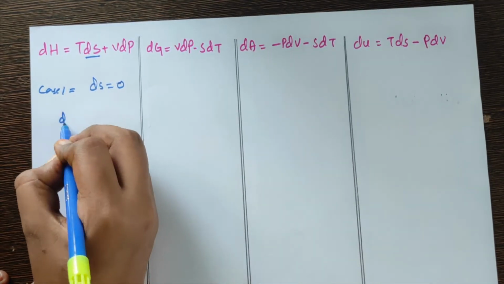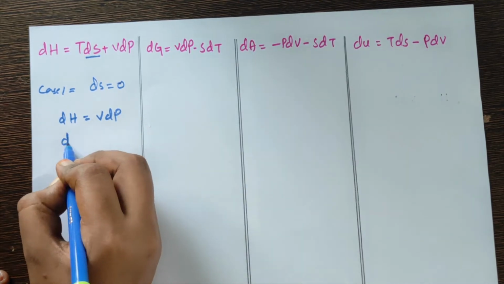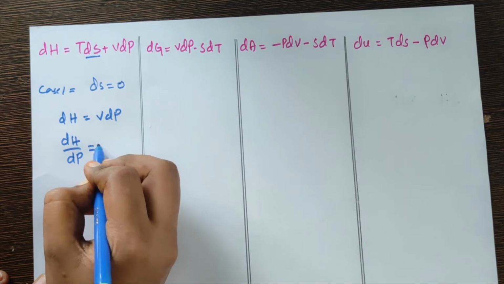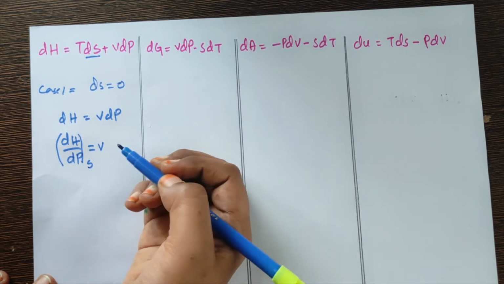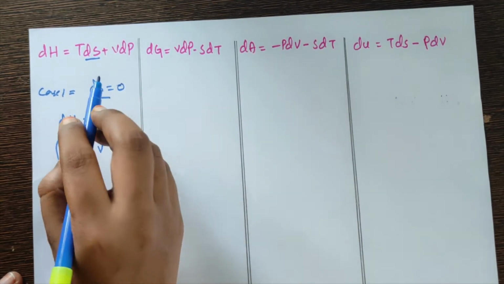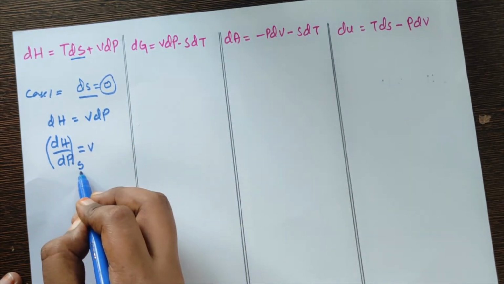Then dH will be equal to V dP. Then dH by dP is equal to V. See, this is at constant S. Why are we taking S as constant? Because dS means the change in S is equal to 0, so that S will be constant.